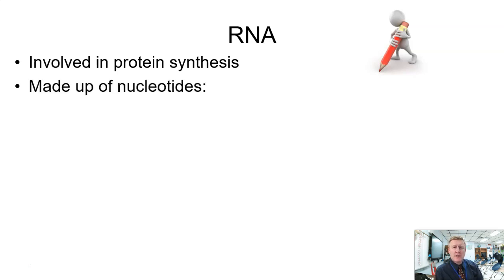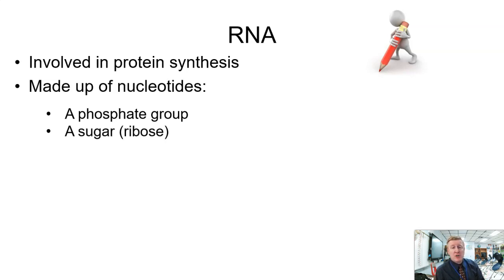And then just structurally, RNA, it's similar to DNA in a lot of ways. It's made up of nucleotides. And so we know that those nucleotides have a phosphate group, just like DNA. It has a sugar. The sugar is different. It is a sugar called ribose, which is why RNA actually stands for ribonucleic acid. DNA, the sugar is deoxyribose. That's the D, so it's deoxyribonucleic acid or ribonucleic acid.